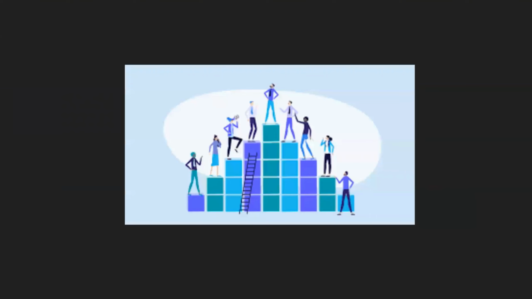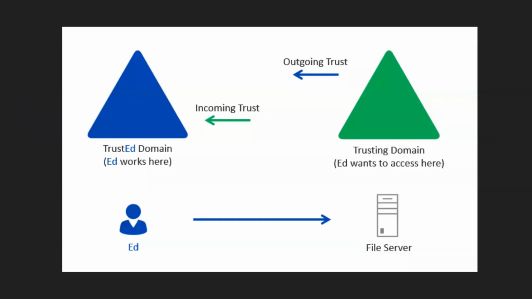Active Directory relies on trust relationships to establish secure communication and resource sharing between domains and forests. Trusts define the authentication and authorization boundaries between domains, allowing users in one domain to access resources in another. Trusts can be transitive, where they extend beyond two domains, or non-transitive, limited to a specific pair of domains.